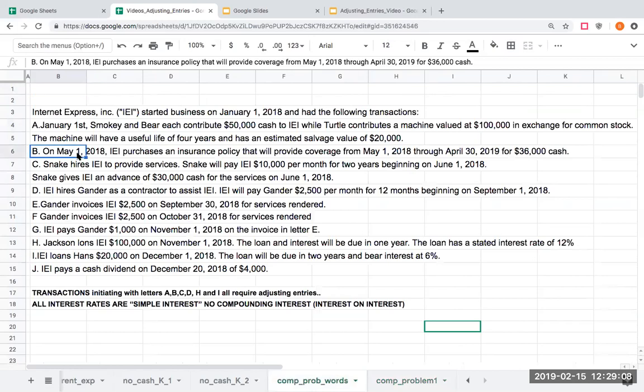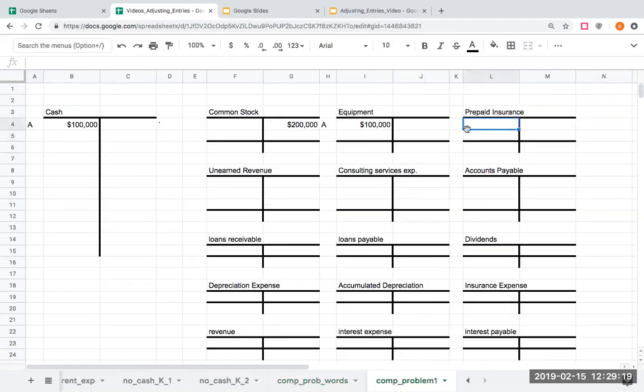Letter B, I purchased an insurance policy that will provide coverage from May 1st, 2018 through April 30th, 2019 for $36,000 cash. So this will be transaction letter B. This will be a debit to prepaid insurance and a credit to cash.